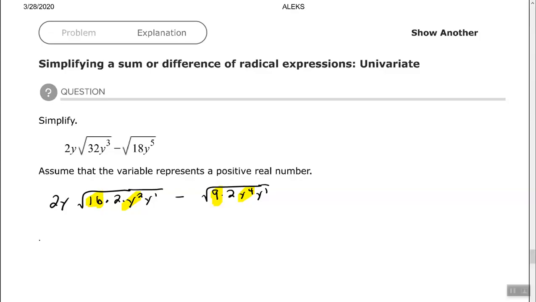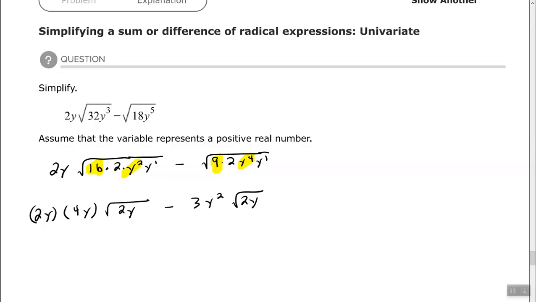All right, so we have a 2y out here, so let's put that in parentheses. And then the square root of 16 is 4. The square root of y squared is y, with 2y left over underneath the radical. Right here, the square root of 9 is 3. The square root of y to the fourth is y squared. Again, with 2y left underneath the radical. All right, so now back to the first radical, we have 2y times 4y, which is 8y to the second.